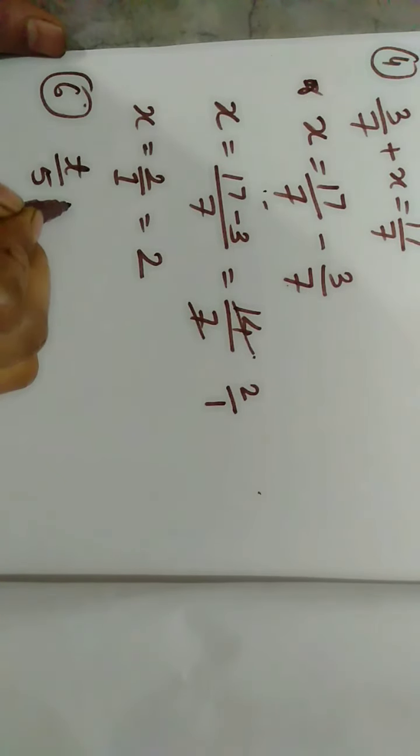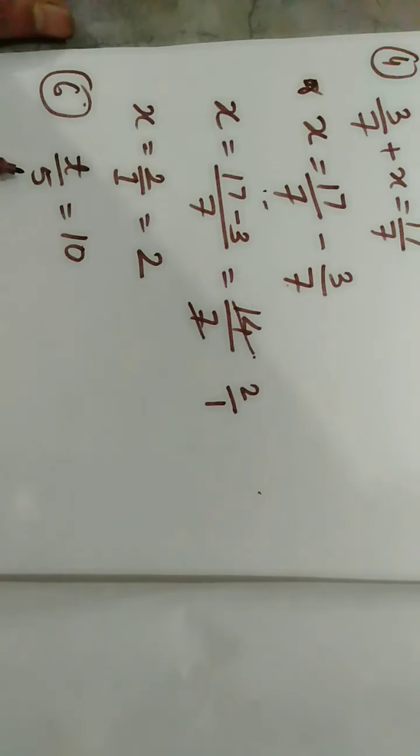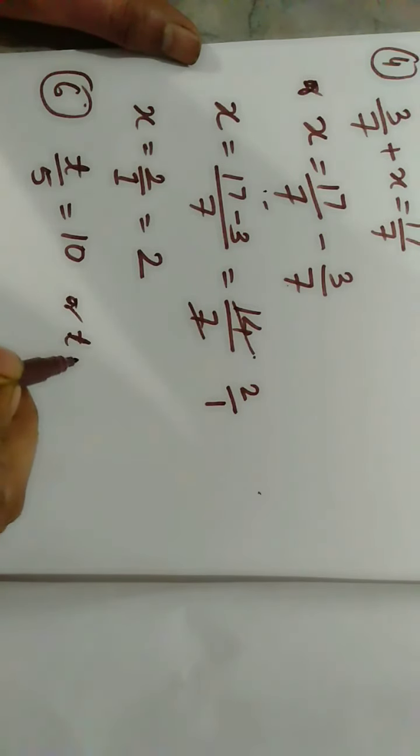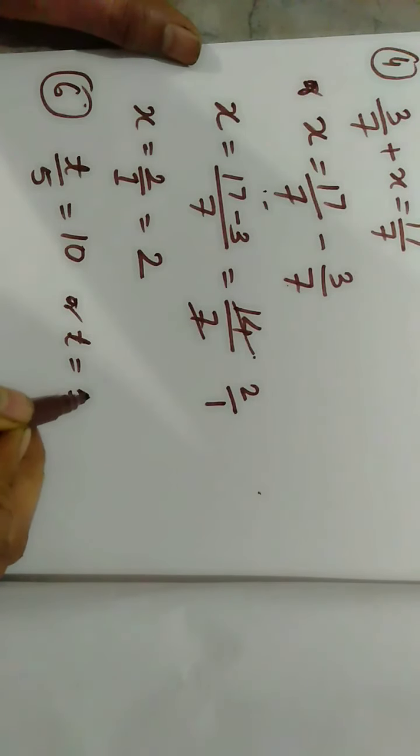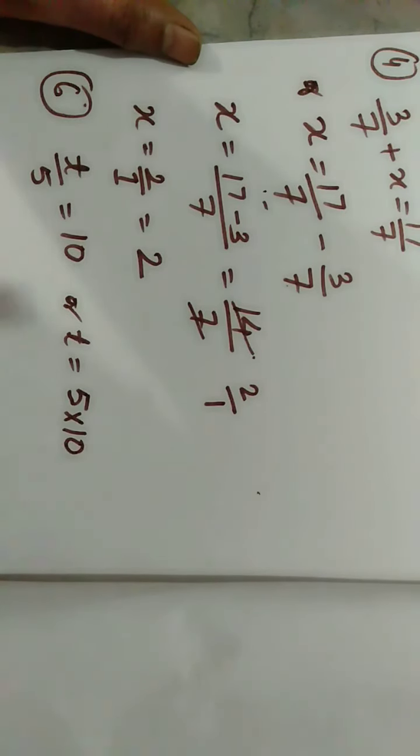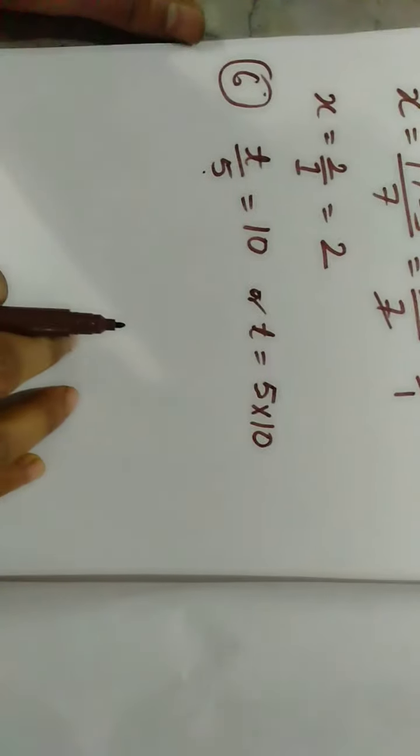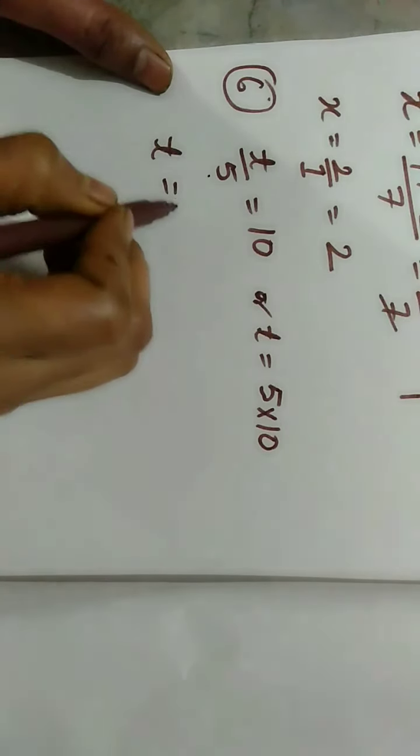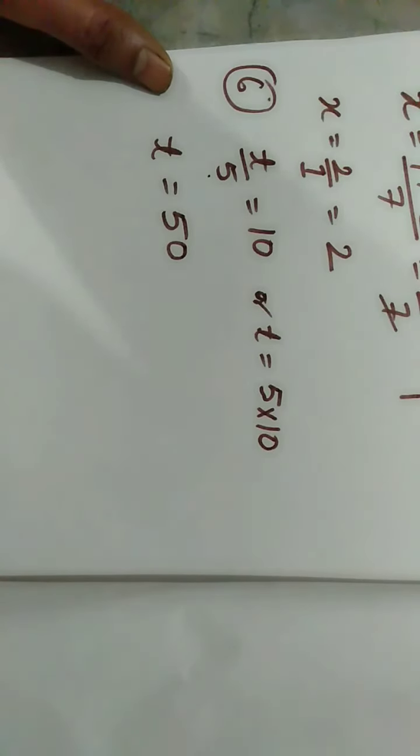t upon 5 is equal to 10. Now the variable is t, and this 5 is in division. So we just have to transfer this 1 upon 5 to the opposite side. t is equal to 5 into 10, because t is divided here, so when it is transferred to the RHS, it is multiplied. So t is equal to 5 into 10, 50.